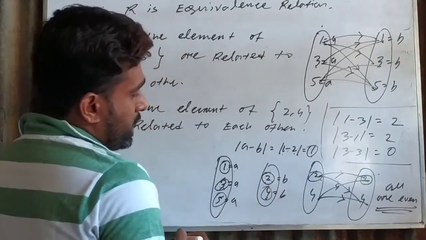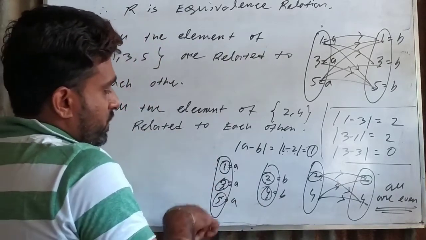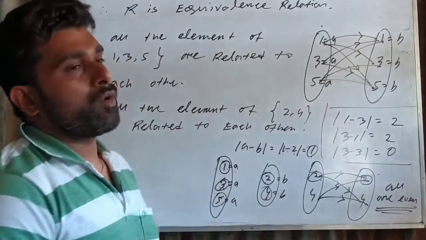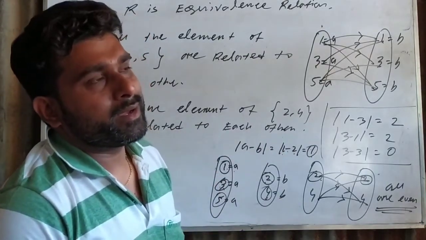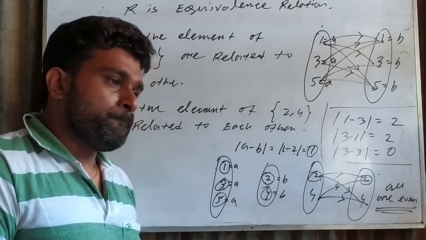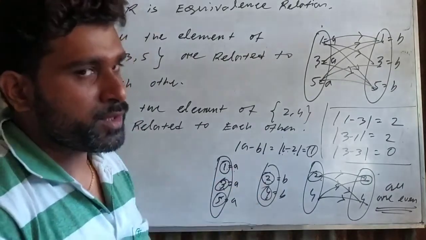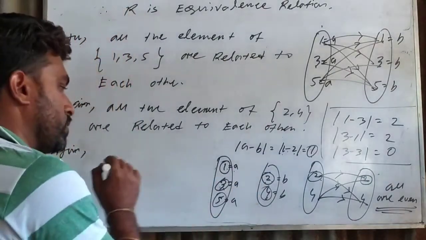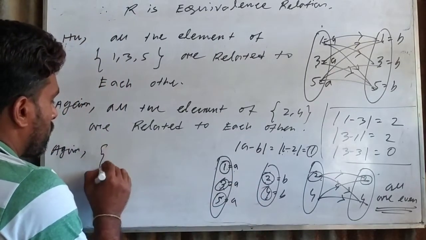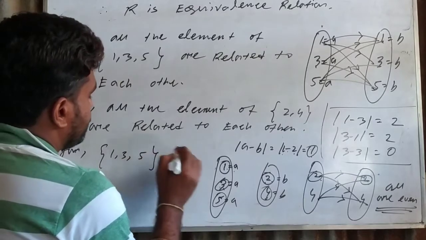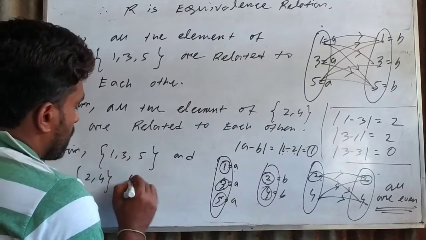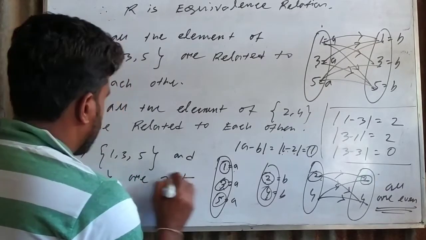So here we can see whatever the values are chosen from this first set and from the second set, the answer is not an even number. All are odd numbers. So that's why there is no relation between these two sets. Just you can write the direct statement here. Here 1, 3, 5 and 2, 4 are not related.